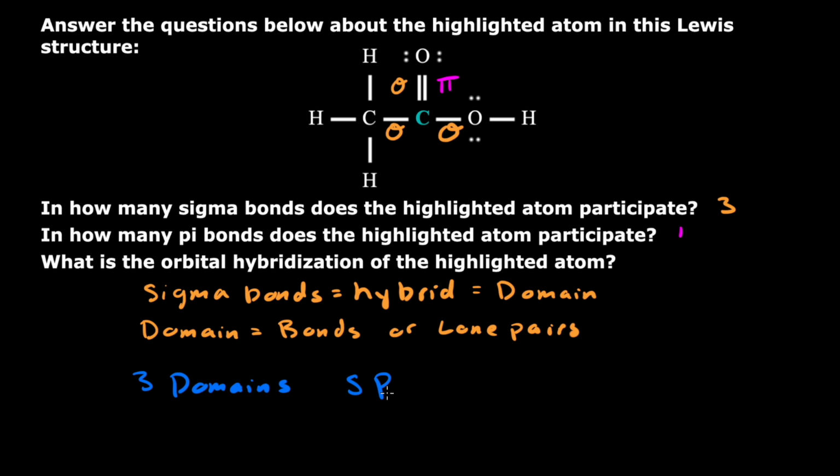The p can go in the x, y, and z axes, and the s can only go in one axis, so I need just one s to hybridize with 2 p's. So I'm going to put sp2 here, and this would be an sp2 hybridization. If I had 4 domains, for example, that would be sp3, since I need 1 s and 3 p's to get 4 domains. But because I have these 3 hybrids, I need this sp2 hybridization. And so these are the answers for this question.